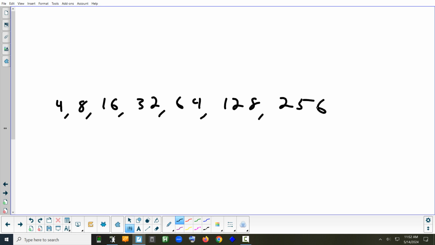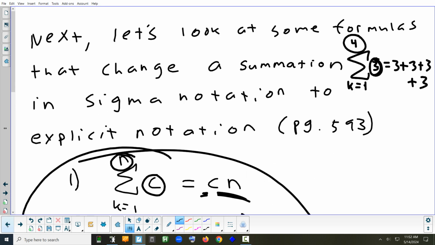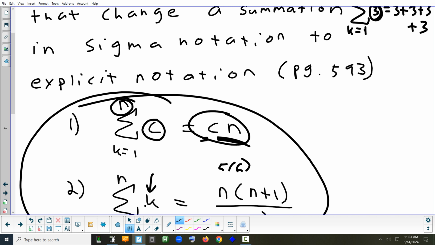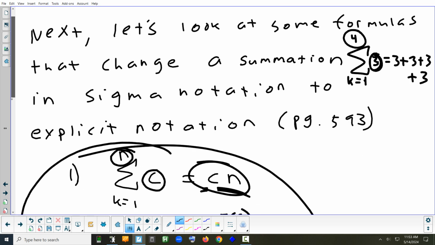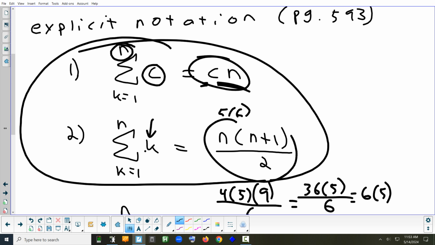But are we adding up the same number over and over? No, then it doesn't fit this rule. Are we adding up the first n integers, 1 plus 2 plus 3 plus 4 plus 5? No. Then it doesn't fit this rule. It's neither one of them. Those are the only 2 shortcuts I've shown you for adding up numbers.